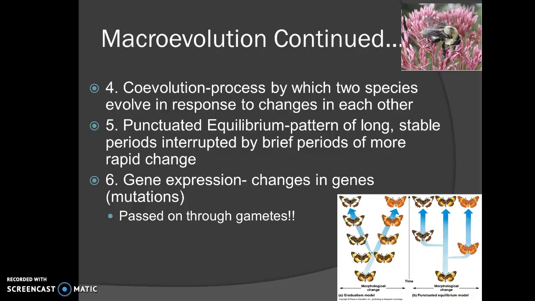Punctuated equilibrium. This is when there's a pattern of long, stable periods interrupted by brief periods of more rapid change. And then gene expression is the changes in the genes like mutations, and these are only passed on through the gametes. We mentioned that earlier.